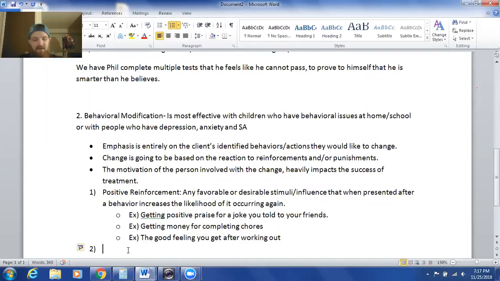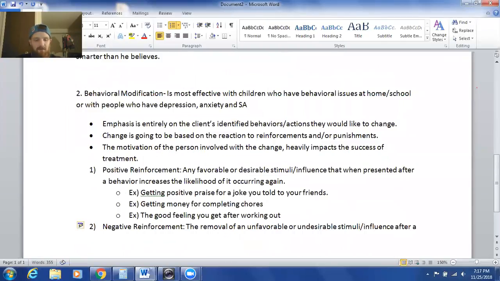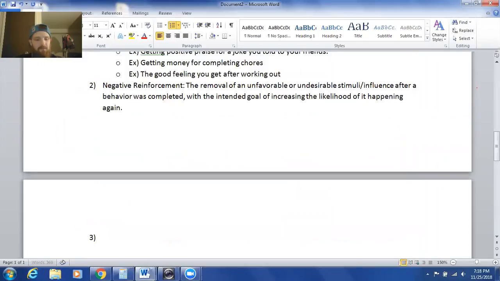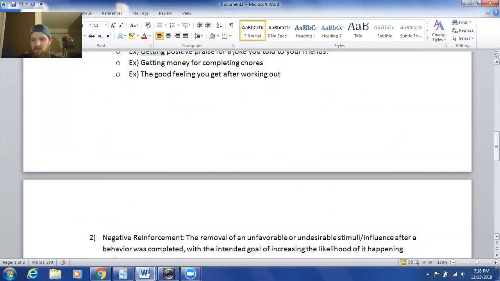So that's positive reinforcement. And then negative reinforcement is the removal of an unfavorable or undesirable stimuli or influence after a behavior was completed with the intended goal of increasing the likelihood of it happening again. And I will get this down so it's all on the same page.